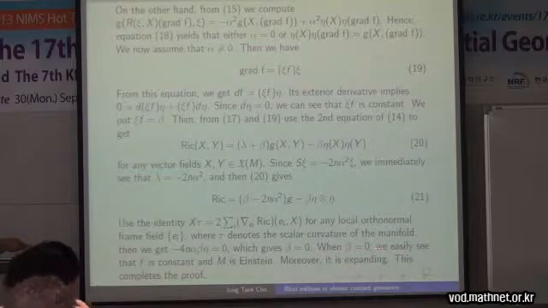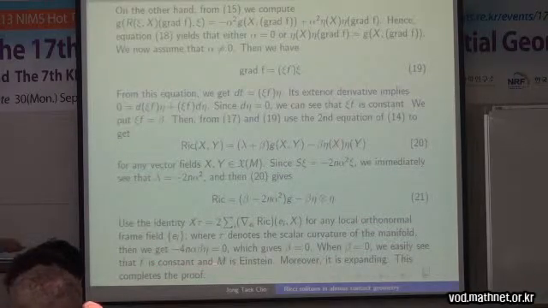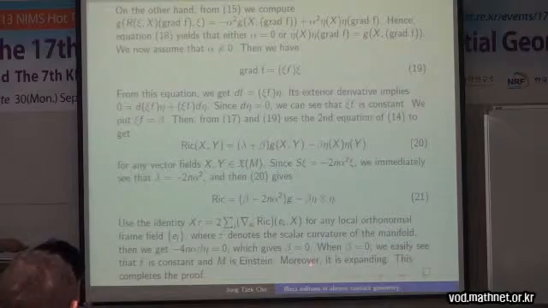When beta is 0, we easily state here that f is constant and M is Einstein. Moreover, this is expanding. This completes the proof.